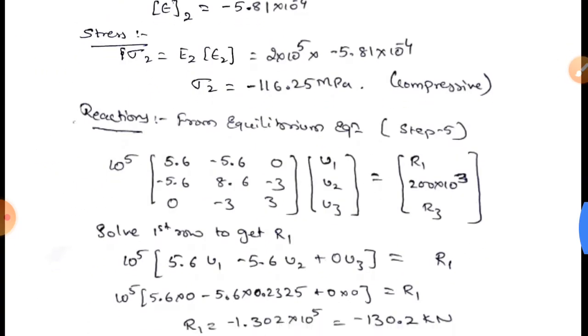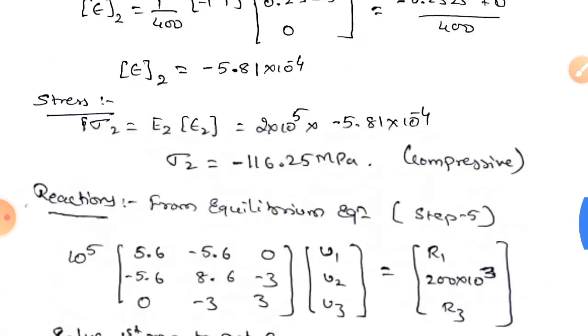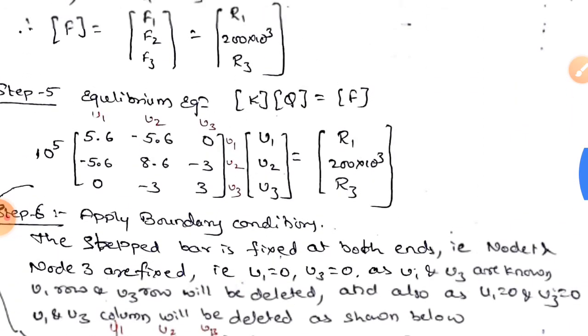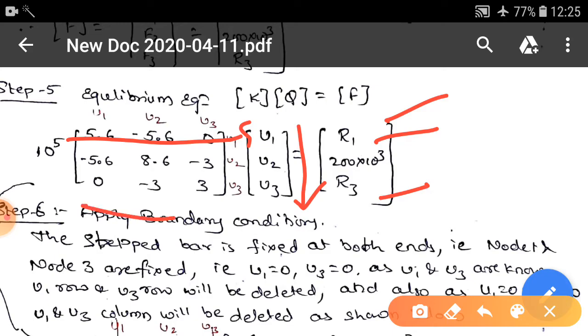Now calculate the reactions. To calculate reactions, we will use the equations from step 5, from this matrix. We need to calculate R1 and R3. To calculate R1, we multiply the first row with u1, u2, u3 and we get R1. For R3, if you multiply the last row with u1, u2, u3, you will get R3.